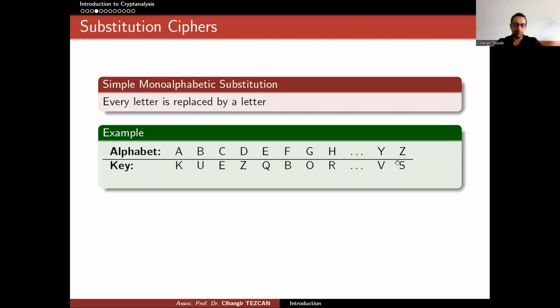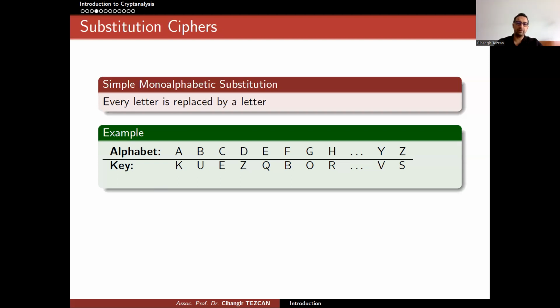You send it to the person you want to communicate with. They receive the message, and since they have the same secret key, they will take the ciphertext and replace every K with A, every U with B, and so on. So it is a very nice method. And it is hard to guess the secret key because there are many secret keys.